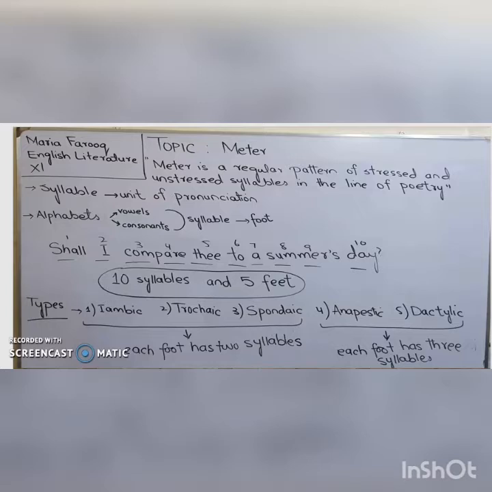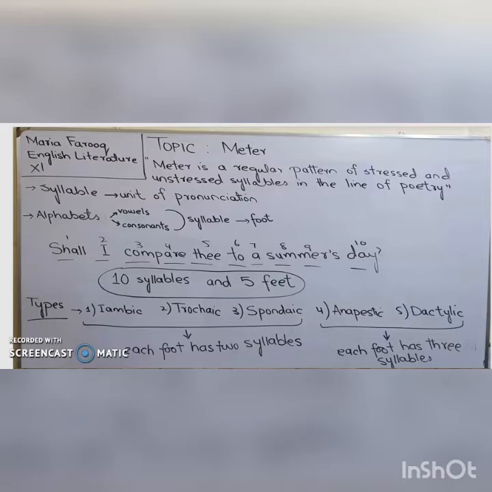So what you are supposed to do is read a line properly while focusing on the pronunciation and syllables, just like I have done. Shall I compare thee to a summer's day? Now there are 10 syllables and each foot has 2 syllables, so 5 feet. 10 syllables and 5 feet. I hope it's clear now.